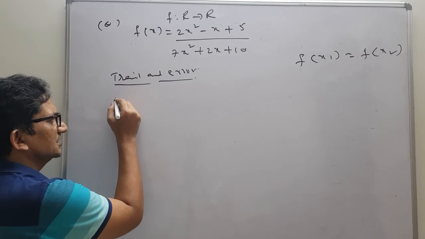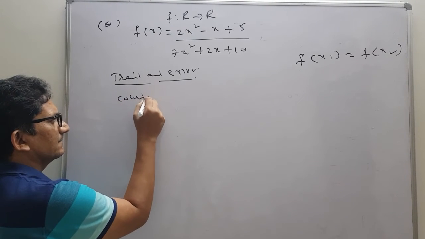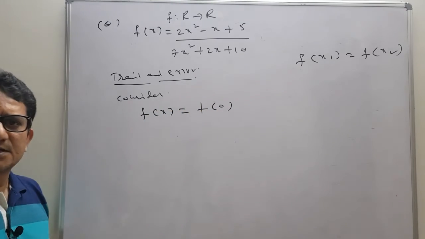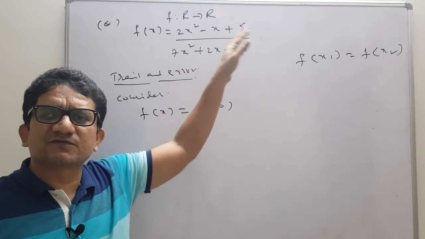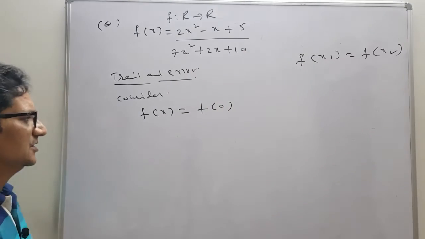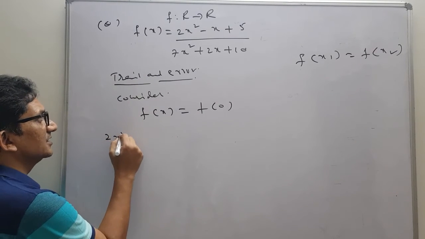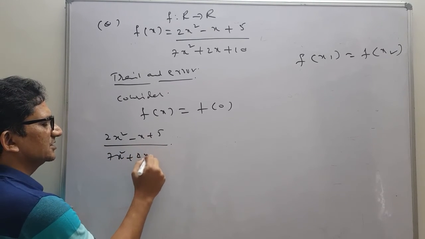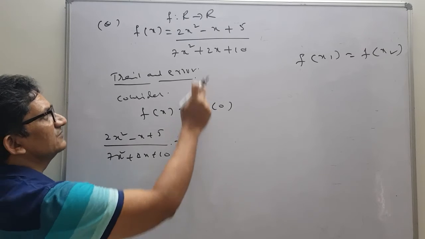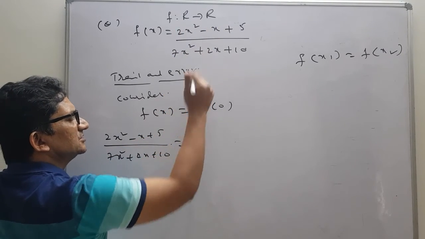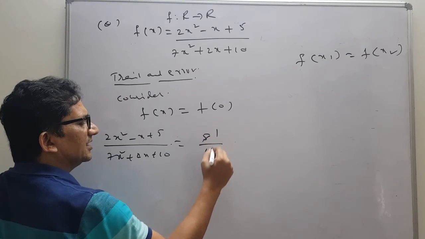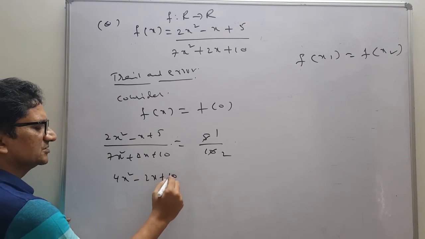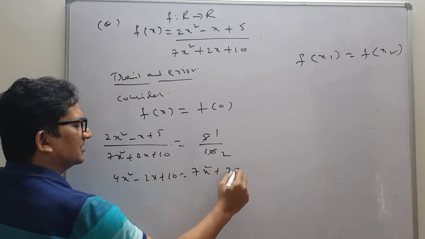So that means consider f of x equals to f of 0. So f of 0 means the output of the function when x is equal to 0. So f of x means the original function that they have given, that is 2x square minus x plus 5 divided by 7x square plus 2x plus 10, equals f of 0. That means this is 0 and this is 0, and this is 0, this is 0. So what is left there? 5 by 10. 5 by 10 means 1 by 2. So cross multiply, what will we get? 4x square minus 2x plus 10 equals to 7x square plus 2x plus 10.